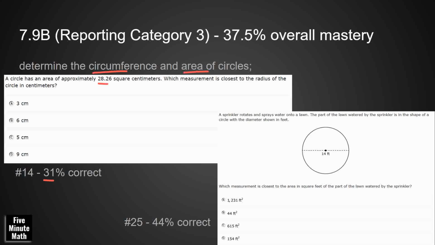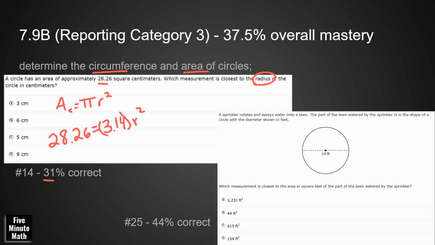Okay, so what do we know about the area of a circle? The area of a circle, if we look at our formula chart, is pi r squared. But they're asking us for the radius, okay? Two different ways we can do this. One way, well, let's just substitute in what we know. We know that the area is 28.26. 28.26 equals pi. We're going to substitute in pi for 3.14 times r squared. Here's the problem. I'm looking for r.